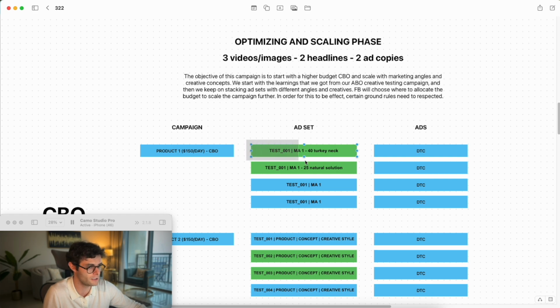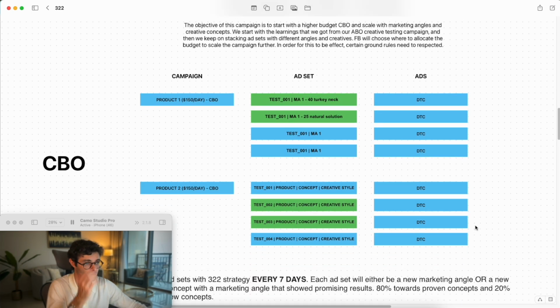So it's going to be a combination of one of the two. One creative concept and one marketing angle. And this is how we scale. We see what's profitable, what's working, what's spending, and then we put most of our energies there. So for example, we tested these 4 marketing angles. We noticed that these 2 scaled. What's the next step? We want to move forward and do turkey neck and do natural solution, maybe with different creative concepts, so that we can add more ad sets.